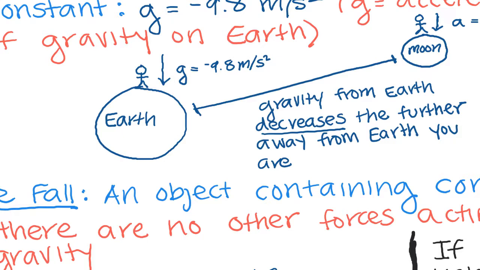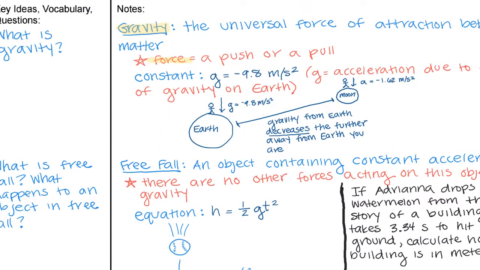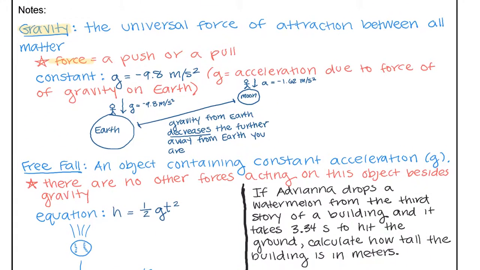So key thing to remember here, gravity, while it is a force, it gives us a certain acceleration, okay? So when we are falling, we are going to fall and accelerate in our fall at a rate of negative 9.8 meters per second squared. So key thing to remember here is this negative sign.